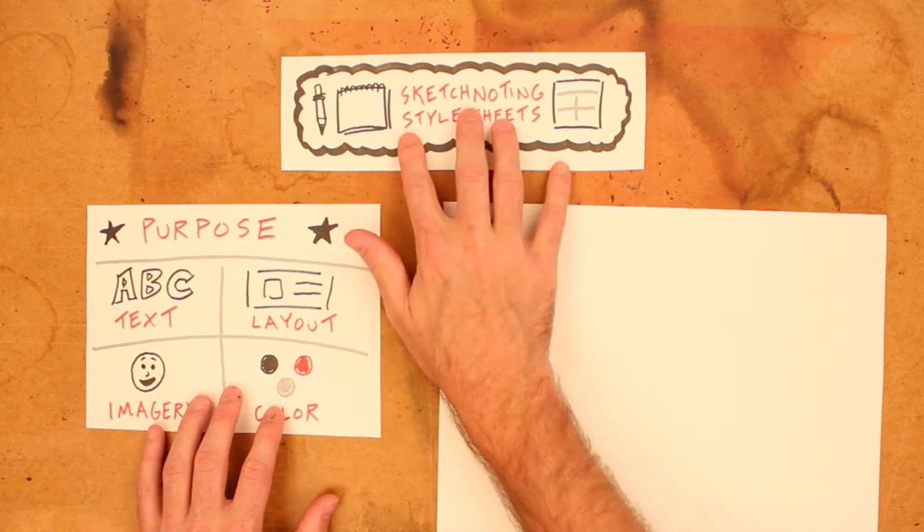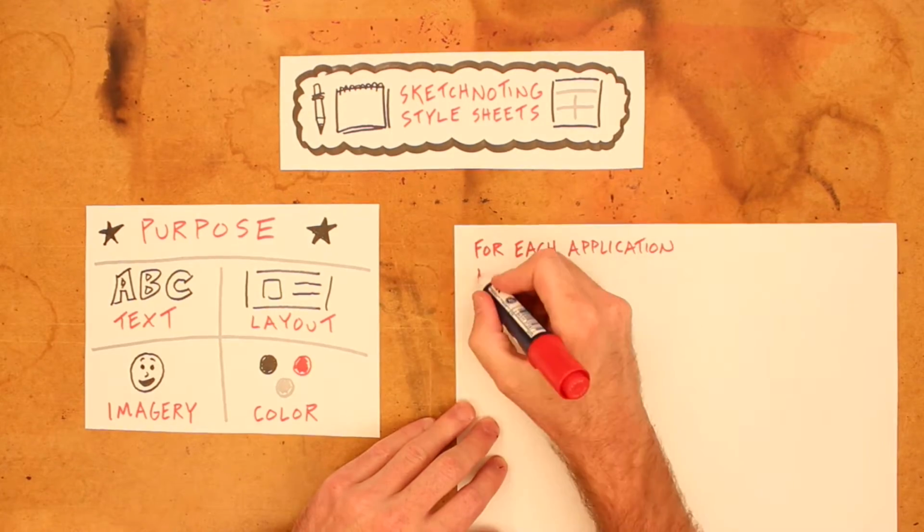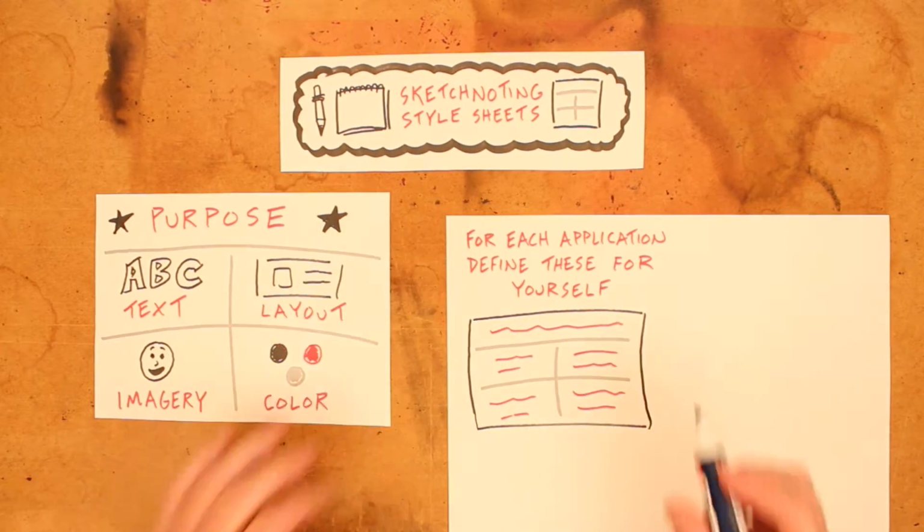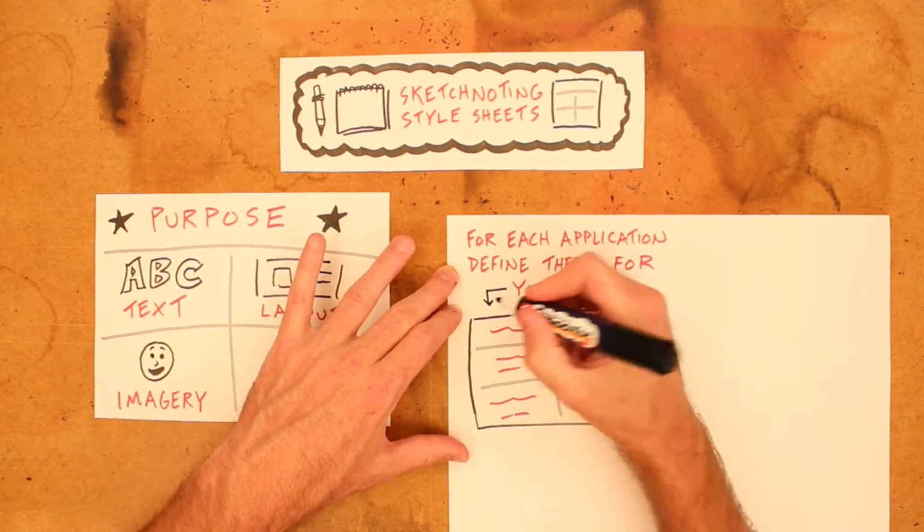So the idea is that for each unique sketchnoting application, define these pieces for yourself. Write or sketch out your purpose, how you will approach text, layout, imagery, and color. Then you can put that style sheet to the side, break out your sketchbook, and start sketchnoting. And you don't have to create a new style sheet for every single sketchnoting session, but it is worthwhile to make one for each distinct application. For example, I might create one sketchnoting style sheet for live, large-scale graphic recording. And then I might make a separate style sheet for smaller scale sketchnoting while I'm listening to a podcast.